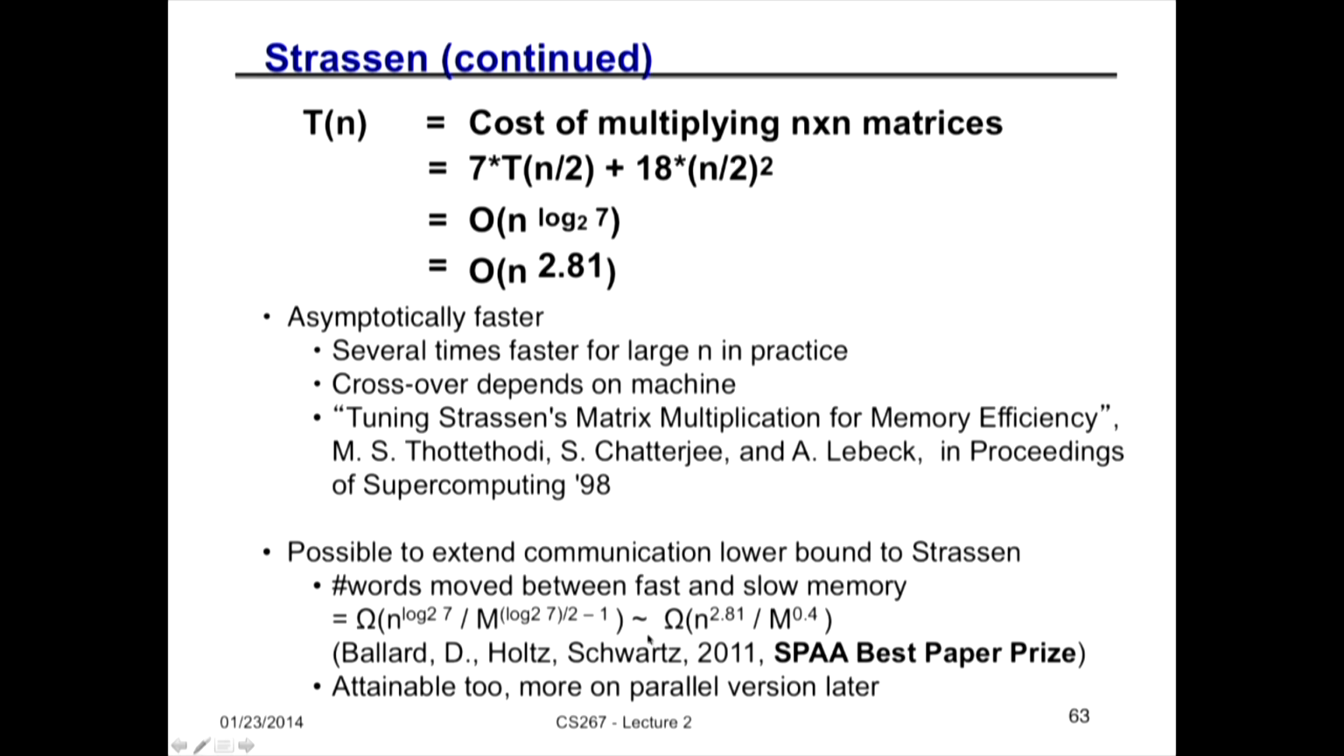And there's actually a parallel algorithm which attains an analogous lower bound, and we'll talk about that later. And this currently sets the world's record for the fastest matrix multiply implemented on any parallel machine. And so we will get there later in the semester.